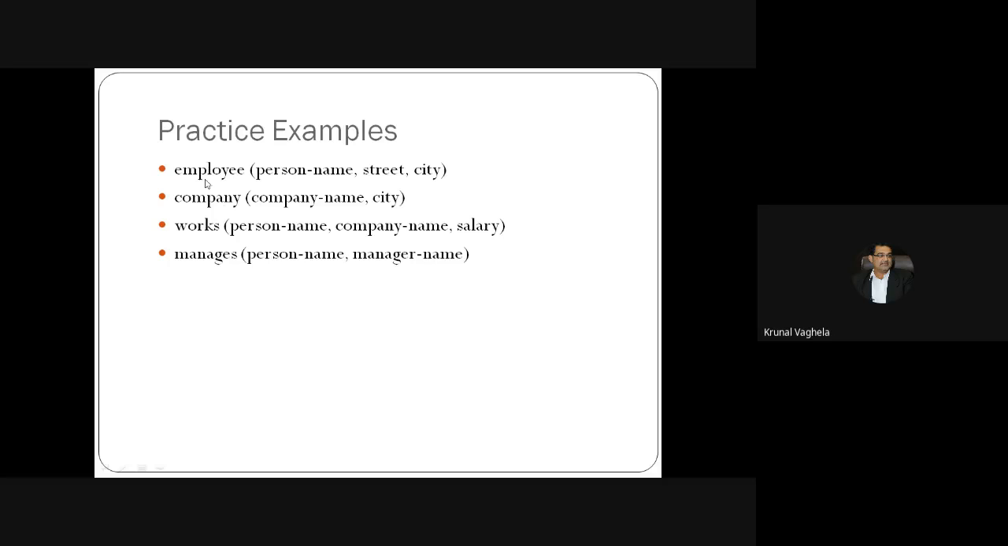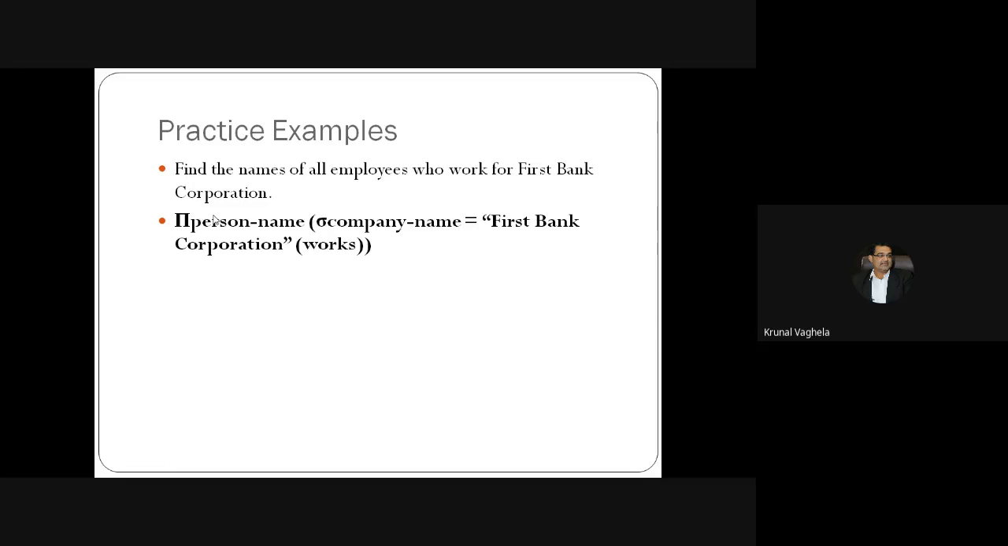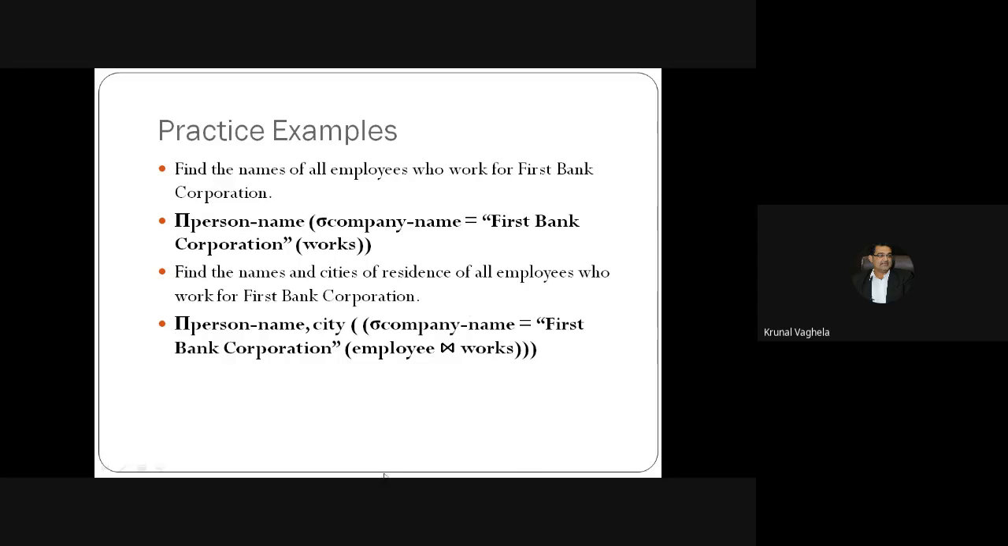So employee and works. So my query is this. First I will perform join operation on employee and works, and from there I will select where company name is First Bank Corporation, and I want only person name and the city. So it will be the project operation.